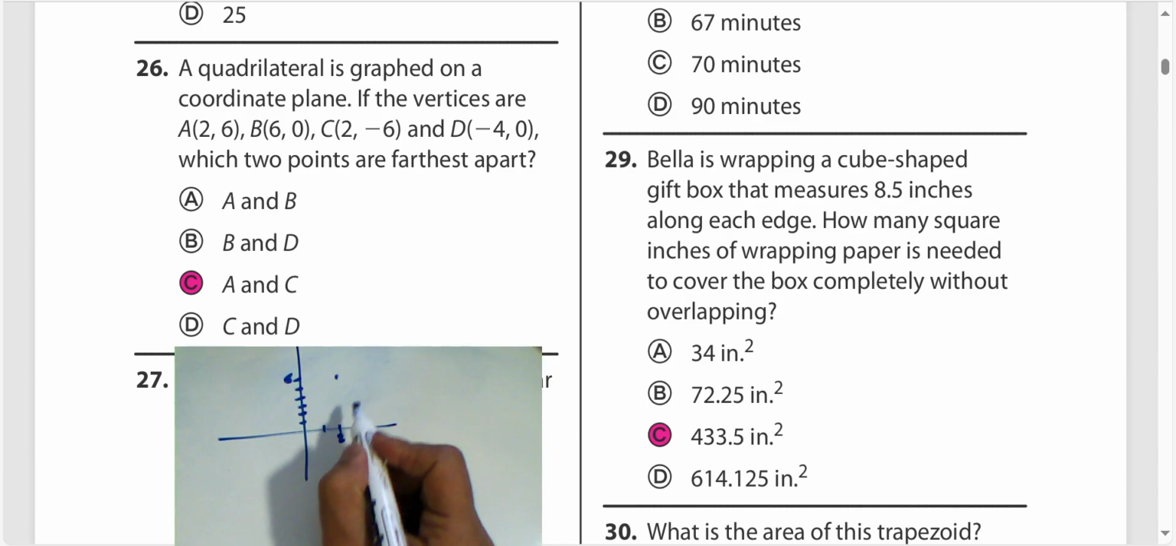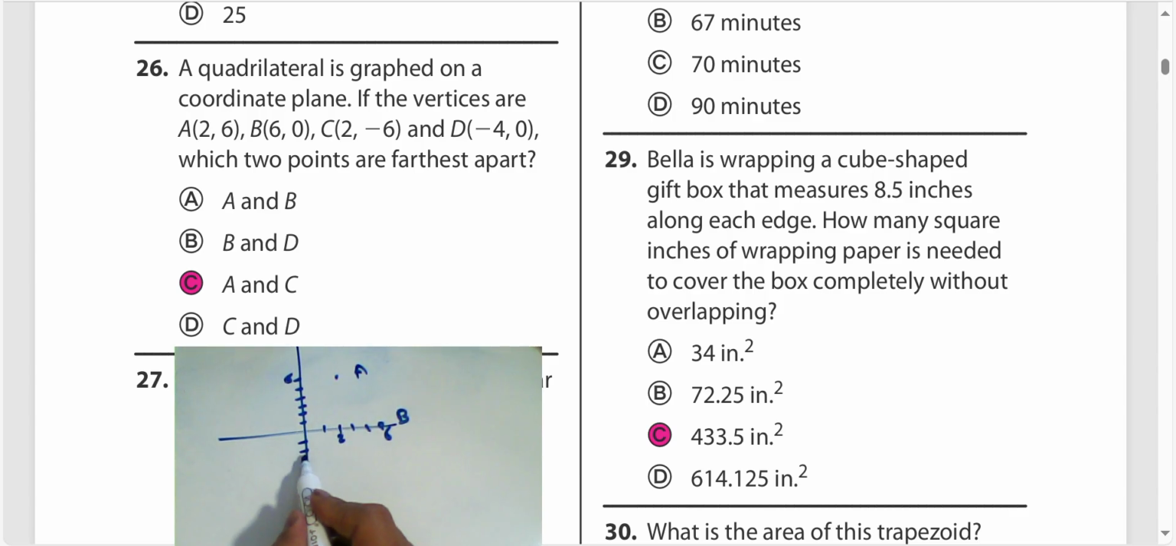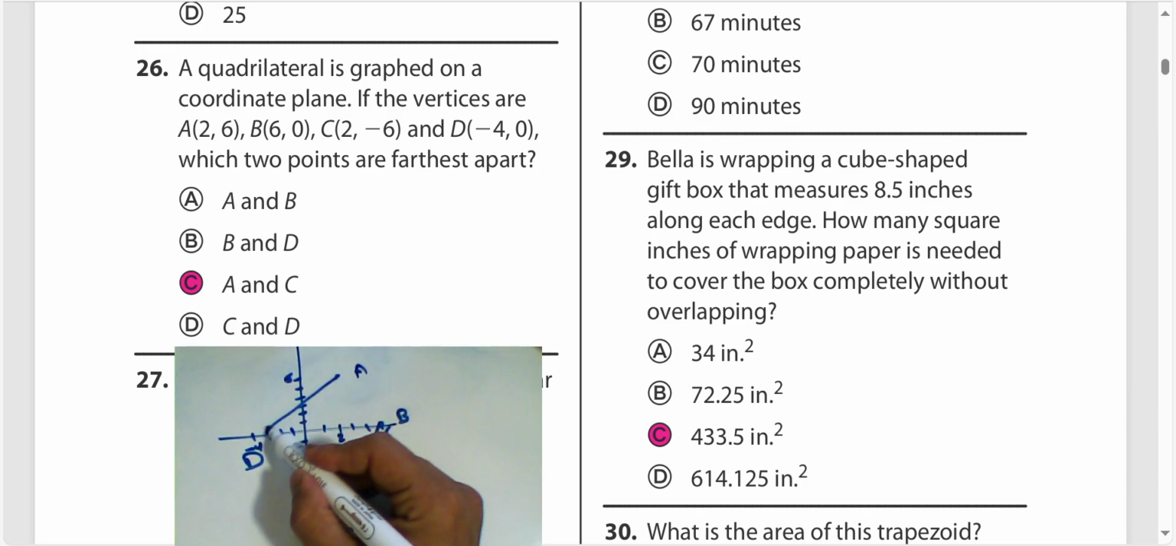2 and 6 here is point A. And point B is 6 and 0: 3, 4, 5, 6. 6 and 0 here. And point C is 2 and negative 6: negative 1, negative 2, negative 3, negative 4, negative 5, negative 6. And point D is negative 4 and 0: negative 1, negative 2, negative 3, negative 4. It's point D.